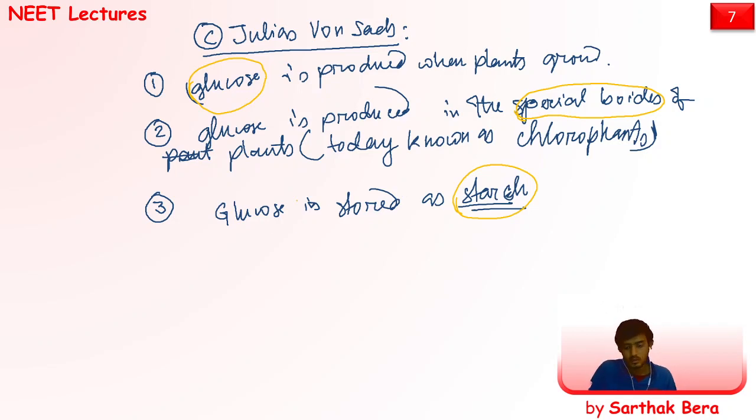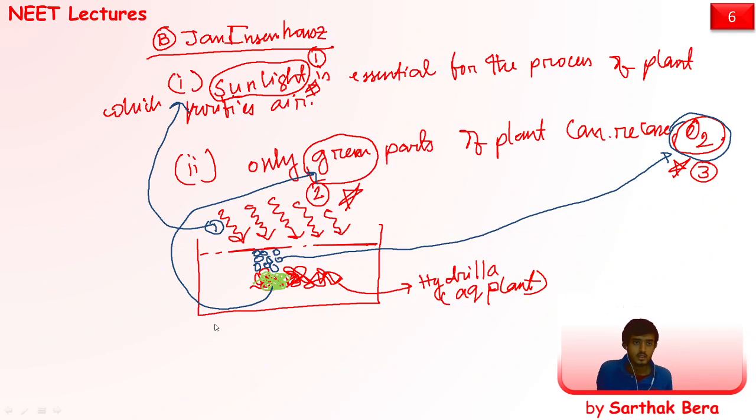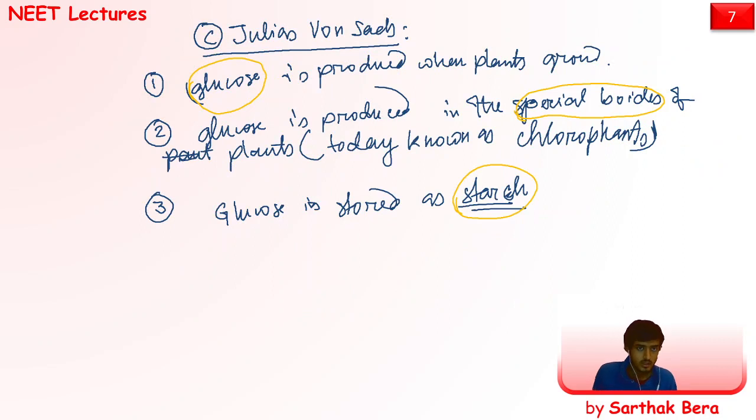so far what we have seen is Joseph Priestley, the burning candle experiment, bell jar, mint plant, okay, and Joseph Priestley is the scientist who has discovered oxygen, and the second scientist we have shown is Jan Ingenhousz, who told us the sunlight is essential for the process of plant which purifies air. Second, he told us that only green parts of the plant can release O2. Okay, so in case of Jan Ingenhousz, there are three basic things we have to remember: first is the importance of sunlight, second is the importance of green part, and the third is the release of the O2. And our third scientist is Julius von Sachs.